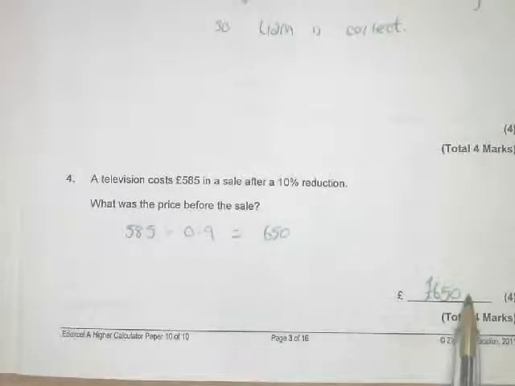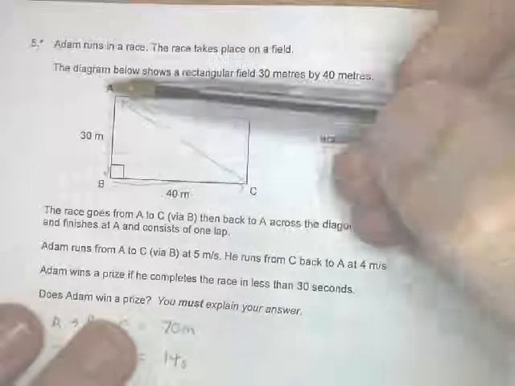Now to work out the time for that, we're going to do the distance divided by the speed that he runs at. 70 divided by 5 is 14 seconds. So A to B to C, going a long way around, takes 14 seconds.